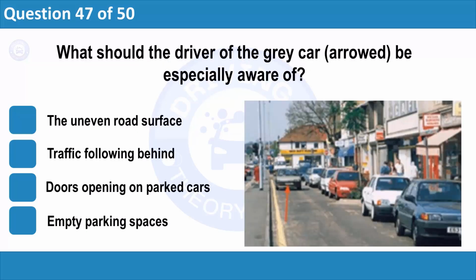What should the driver of the grey car arrowed be especially aware of? The uneven road surface. Traffic following behind. Doors opening on parked cars. Empty parking spaces.